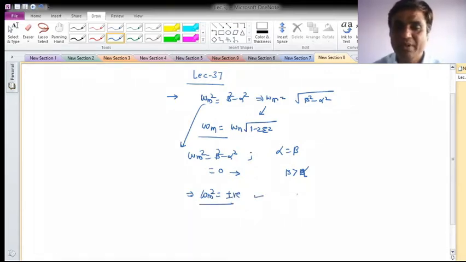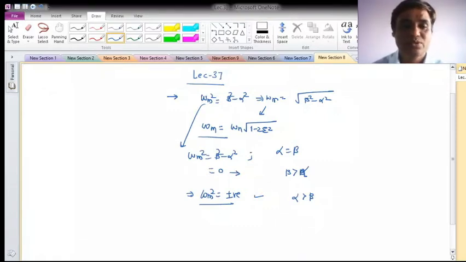But what will happen if alpha is greater than beta? In this case omega m becomes negative, which is of no interest to me. So in order to obtain the maximum magnitude at some frequency, my roots have to be complex conjugate. Agreed. But remember also that the real component of the pole must be less than the imaginary component of the pole.